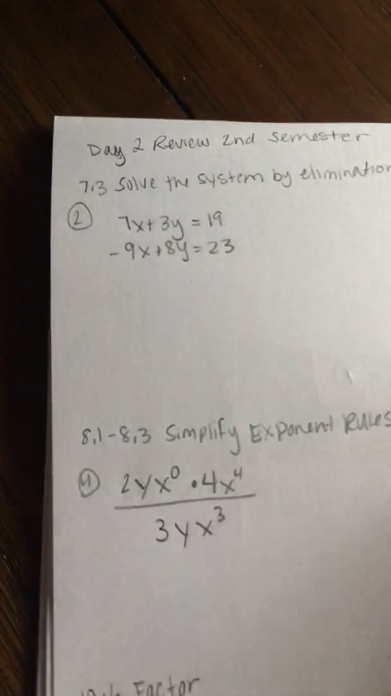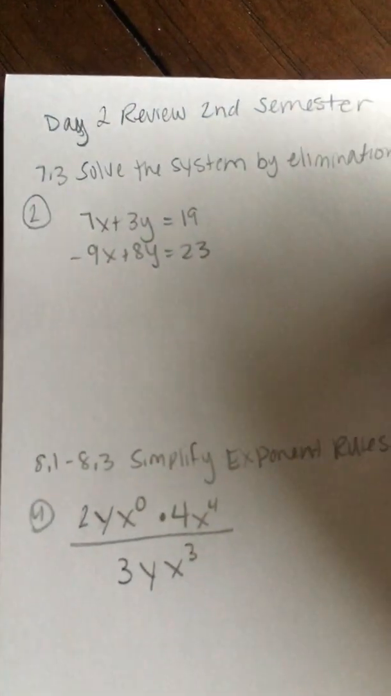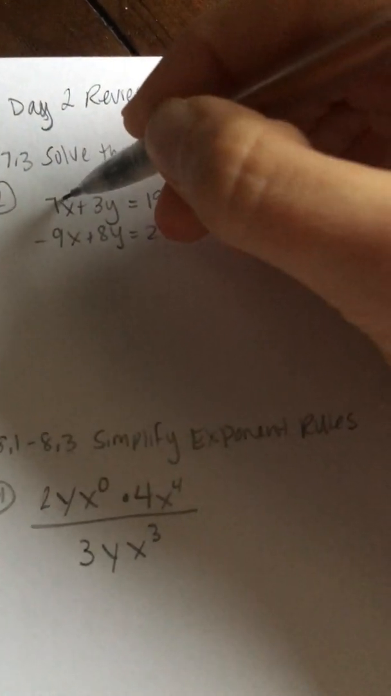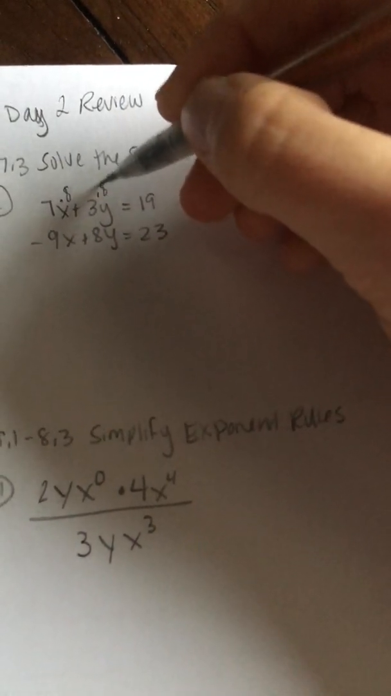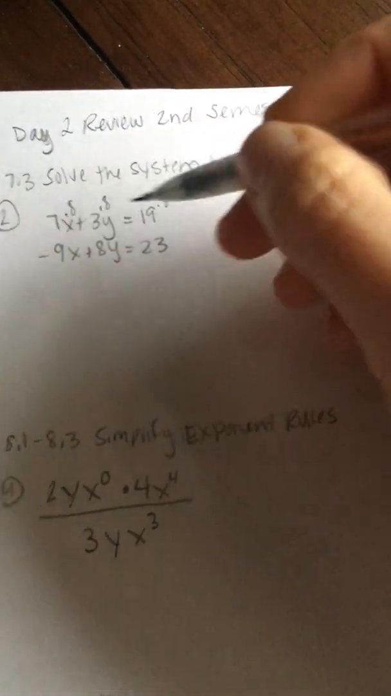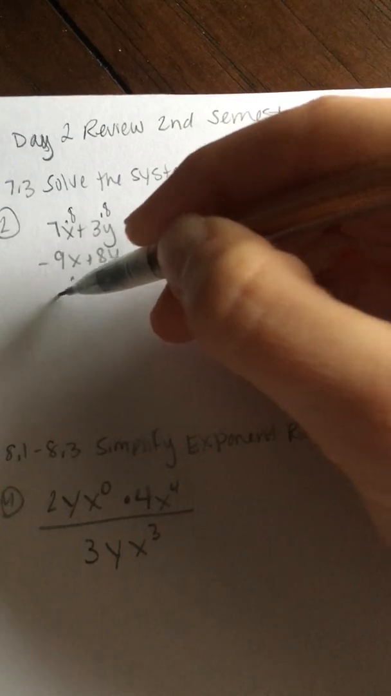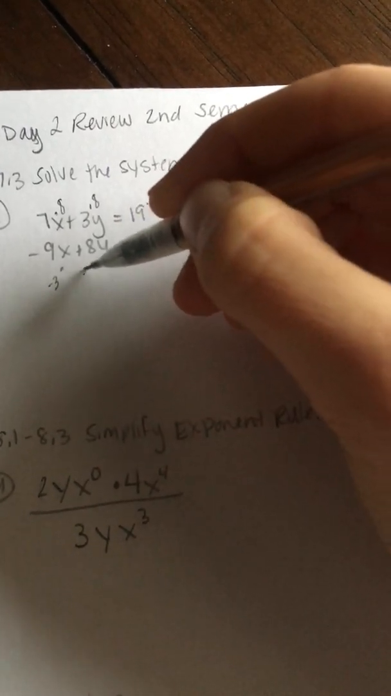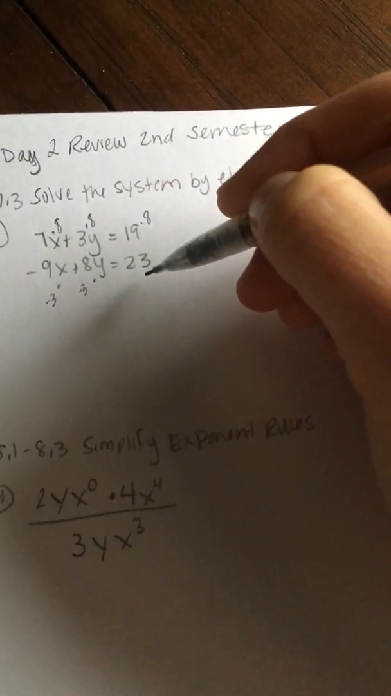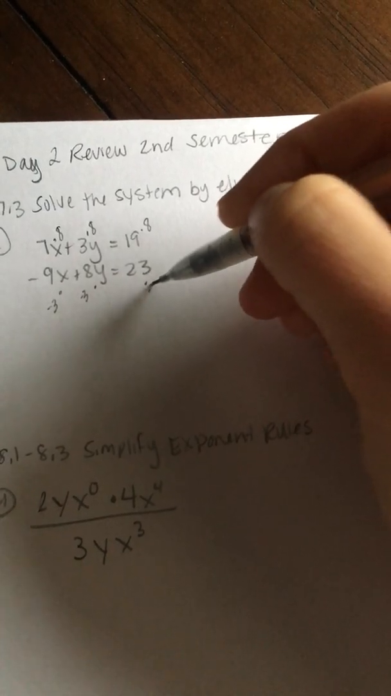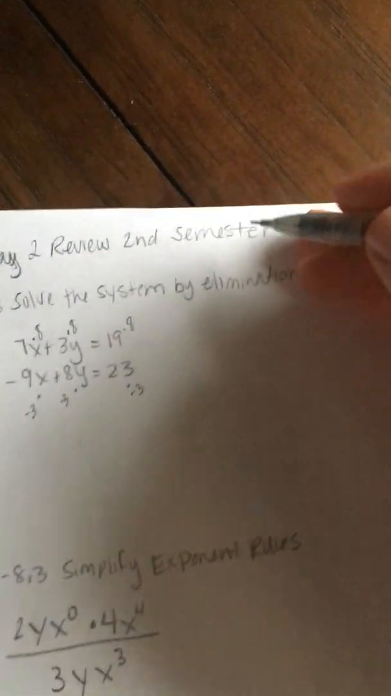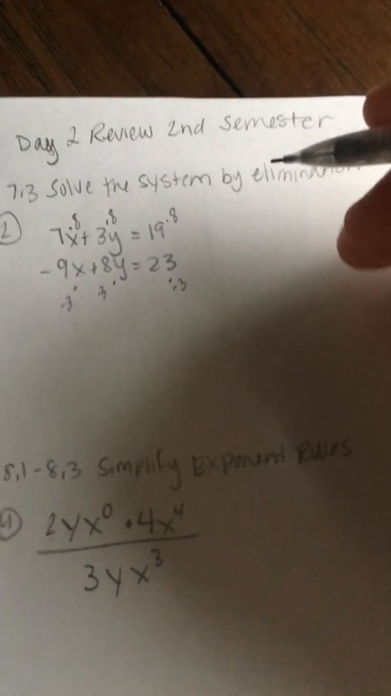So I am going to go ahead and multiply my top equation through by 8. And I'm going to multiply my bottom equation through by negative 3. And so that will get me my opposites. And then once we have our opposites, we can add them together.